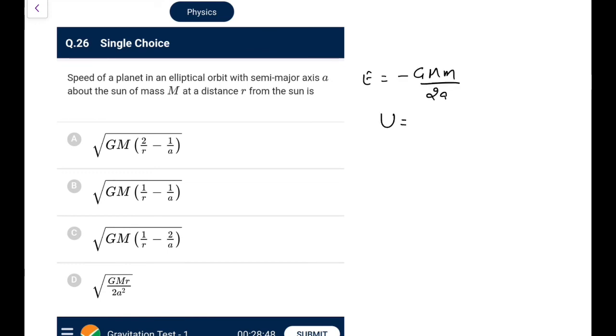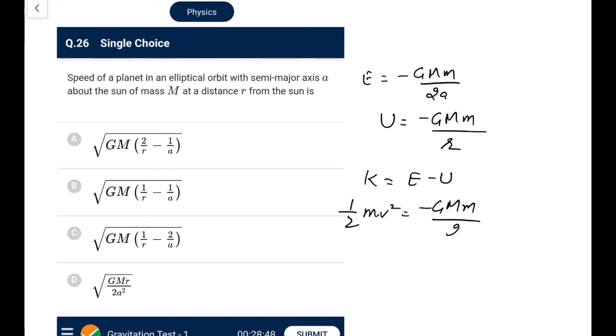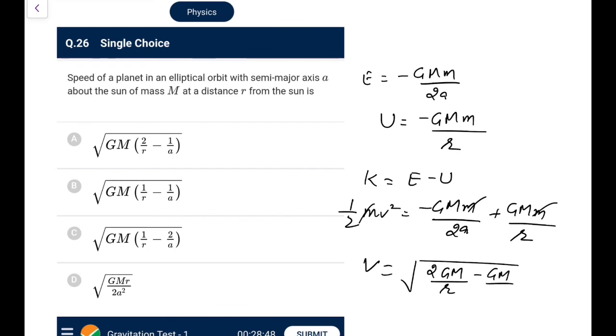At this particular point, potential energy would be minus GMm by r. So kinetic energy would be E minus U. So half mv square would be E minus U, minus GMm by 2a, minus becomes plus GMm by r. So this m goes, so v comes out as root of 2GM by r minus GM by 2a. That is what we can make out. Okay, so that is going to be your answer.